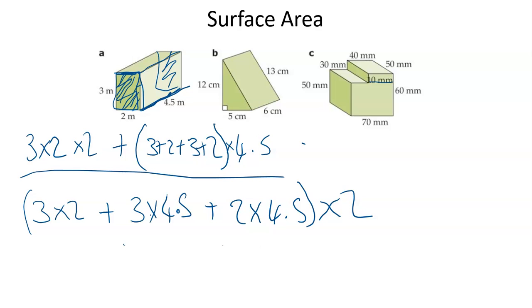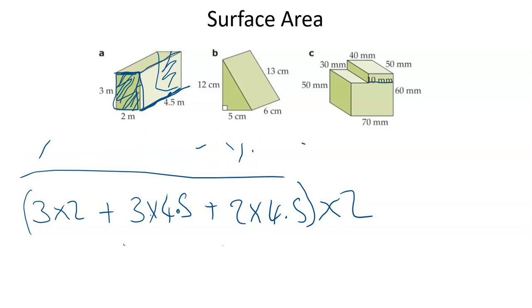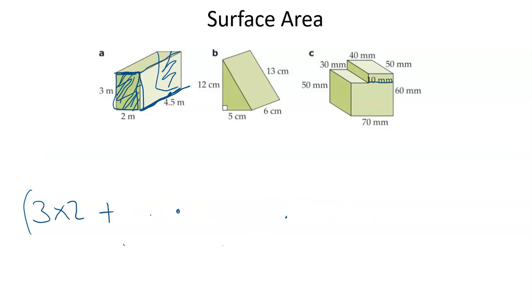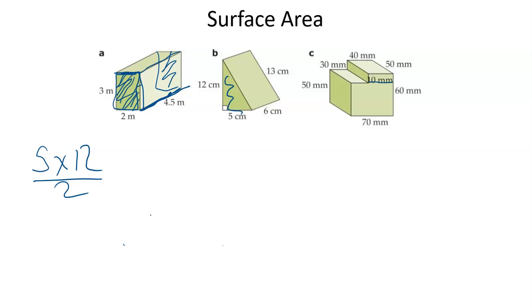Let's have a look at B. So we'll just get rid of this. And have a look at question B. We're going to need 2 of these triangles. Well, it's a bit funny because if we have 2 triangles, it's going to cancel out that half. But anyway, we'll write it out in full. So we've got base times height, so 5 times 12 over 2 because it's a triangle. But we've got one at the front, and then we've got the one at the back, so double it, which is just going to cancel those 2's.